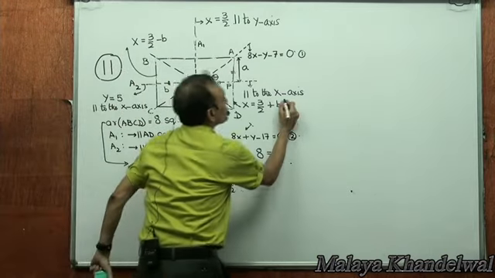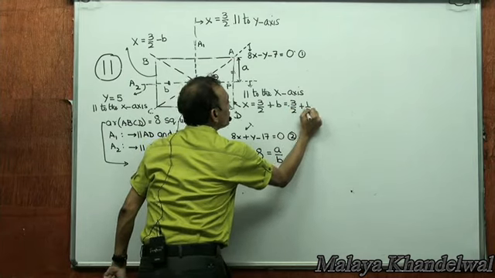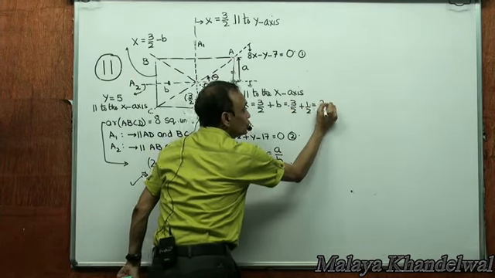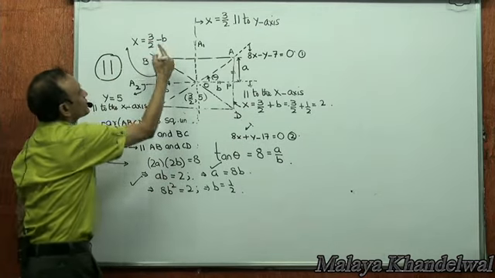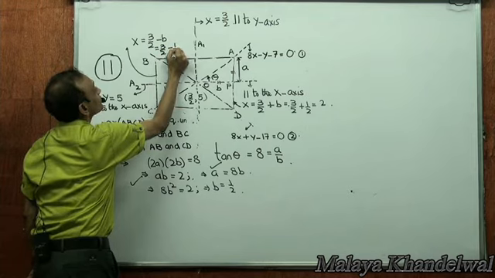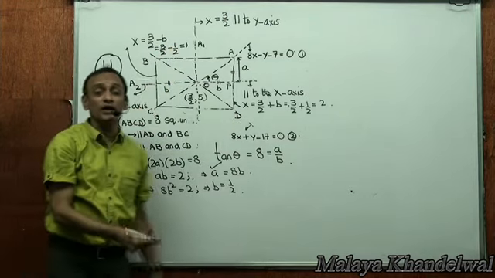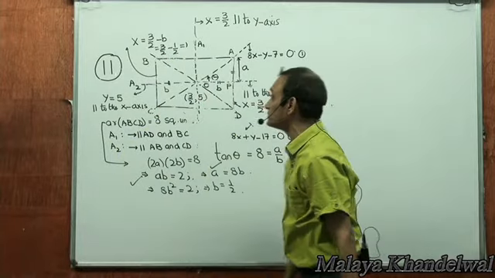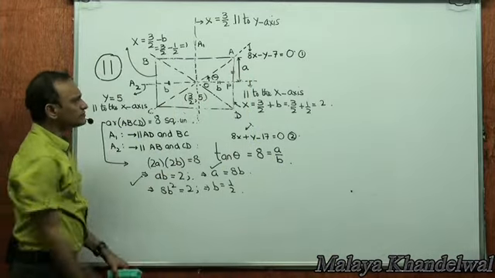So this would be 3 by 2 plus B, that is 3 by 2 plus half, so that makes it 2. This is x equal to 2, and this would be 3 by 2 minus B, which is 3 by 2 minus half, which is 1. So this line is x equal to 2, this line is x equal to 1. We already have two sides of the rectangle. Very good.